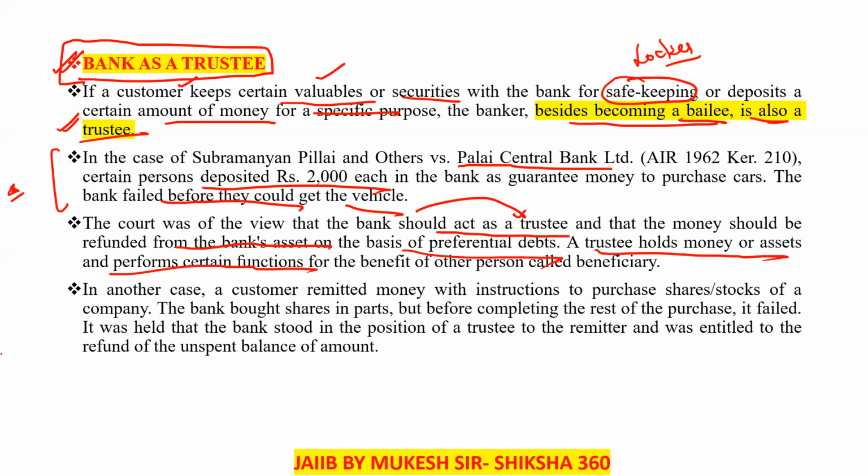A trustee holds money or assets and performs certain functions for the benefit of other persons called the beneficiary. Clear? A trustee holds money or assets and performs certain functions for the benefit of other persons known as the beneficiary.